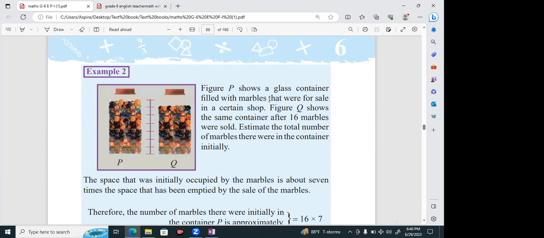විකුණන්න තිබ්බ marbles ප්‍රමාණයක් P bottle එකේ තියෙනවා. Figure Q shows the same container after 16 marbles were sold. මේ ඔයාලට පේනවා පොඩි ප්‍රමාණයක් අඩු වෙලා තියෙනවා. පේනවද? උඩ කොටසේ පොඩි ප්‍රමාණයක් මෙතනින් අඩු වෙලා තියෙනවා නේද? මේ කොටස විකිණිච්ච ප්‍රමාණය, කොච්චරක් කියලාද? 16 marbles. 16 marbles were sold. Estimate the total number of marbles there were in the container initially. මුලින් කොච්චරක් තිබ්බද කියලා අහනවා.